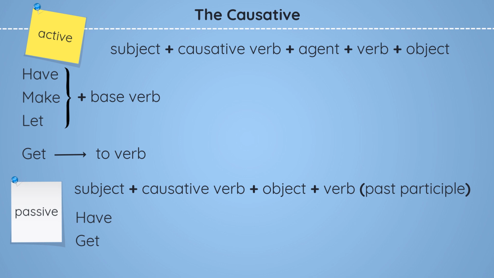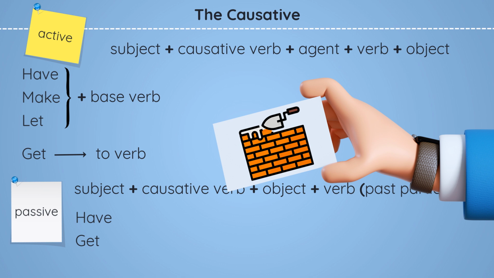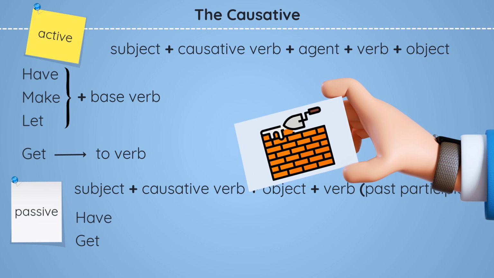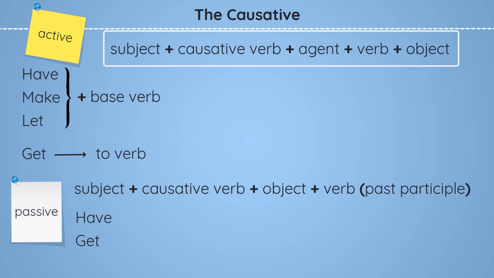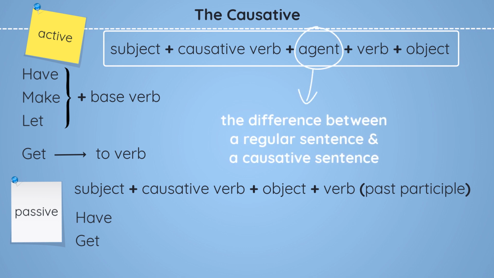First thing we need to do is understand how to construct this sentence structure. So I broke it down into little pieces, everything that you can understand. The difference between a causative sentence and a regular sentence is we use an agent in the causative. We have a subject, we have the causative verb, we have the agent, the person or thing that is going to do something for you. We have the verb, and we have the object.